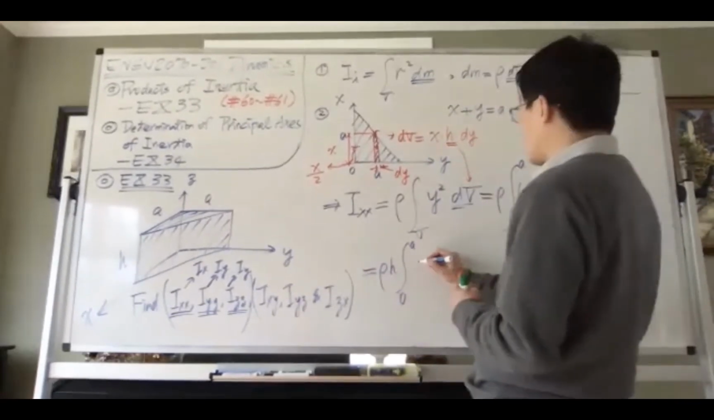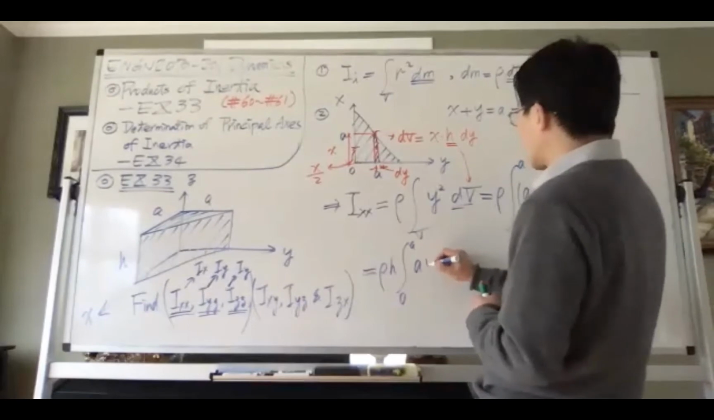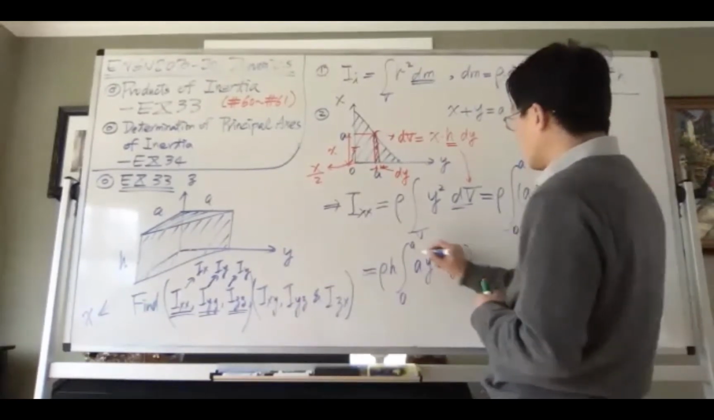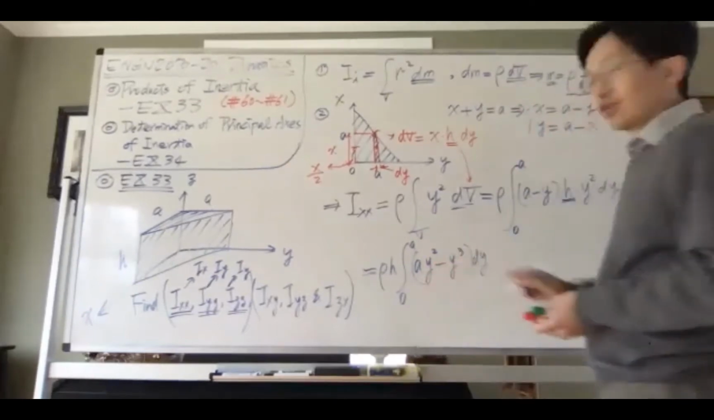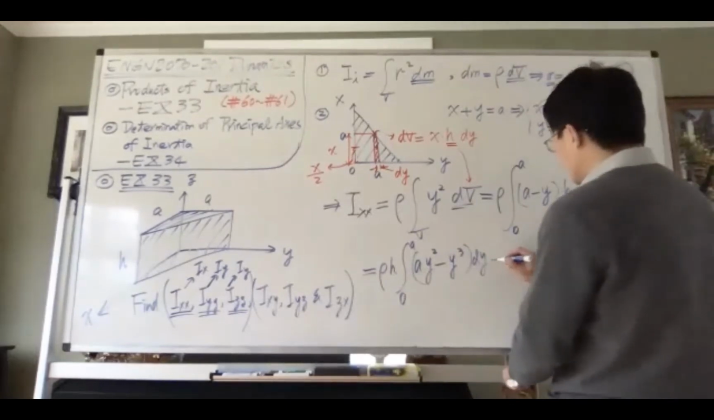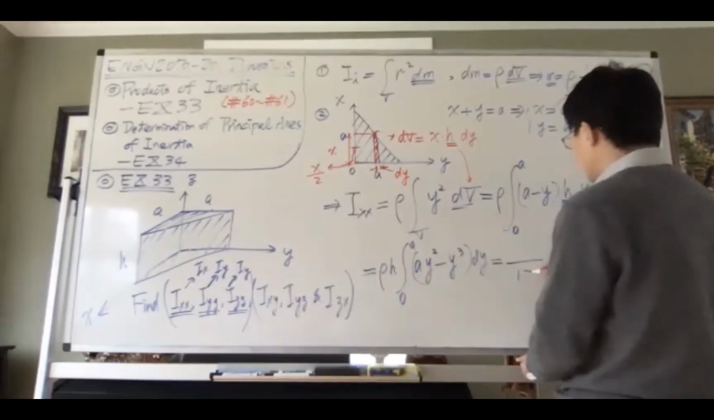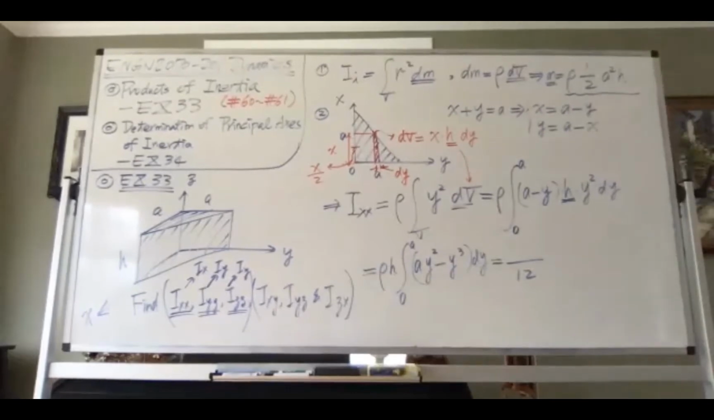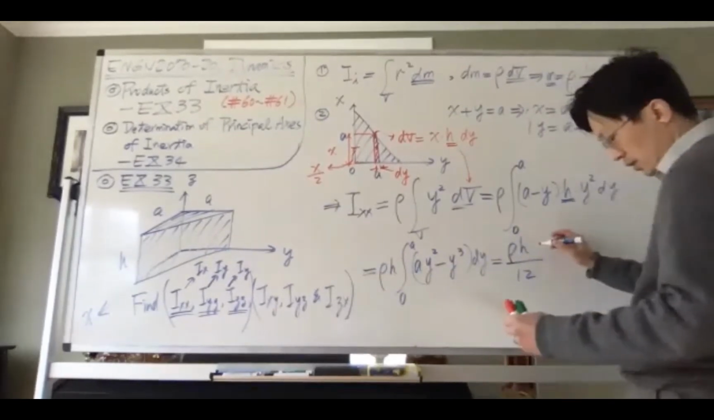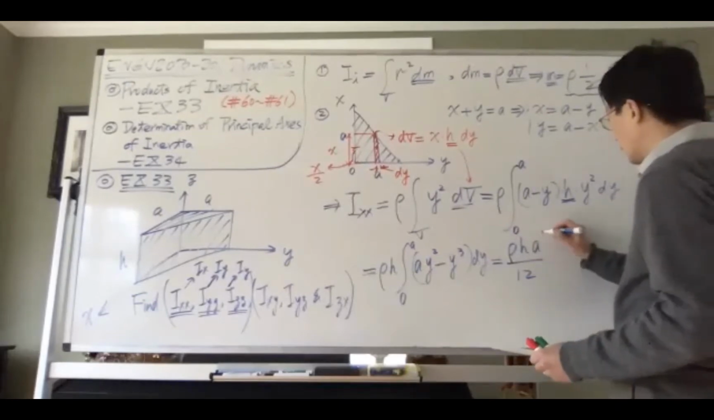I will just make it obvious for you. This is going to be x times a times y squared minus y cubed dy. Of course, you know how to do this, right? So I'm going to give you the answer, and the final answer is 1/12 of rho times h times a quadruple.